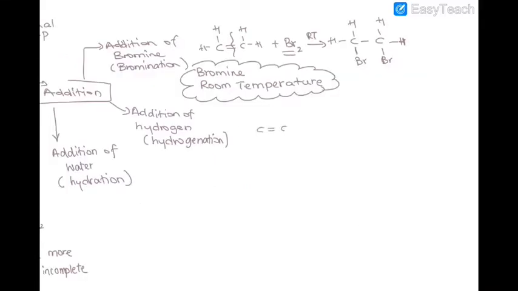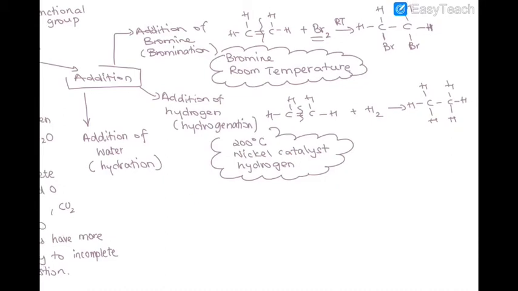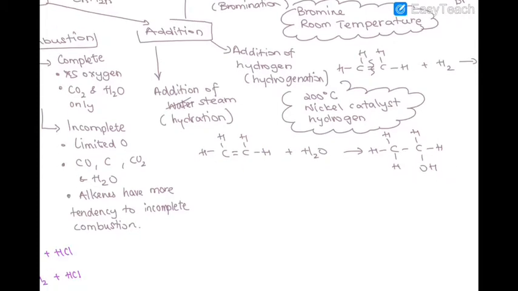For addition of hydrogen, the double bond is going to split open, and you have hydrogen that comes here. So the end product is going to be an alkane, and the conditions are 200 degrees Celsius, nickel catalyst, and hydrogen gas. For the addition of water, it's actually addition of steam rather. So we're going to have water that gets added to the alkene. So here you end up with the alcohol. So ethene gives you ethanol. So H2O splits, and then on one side OH gets added.